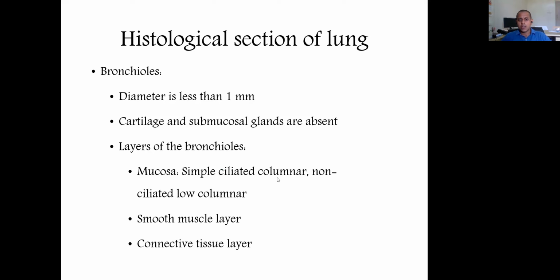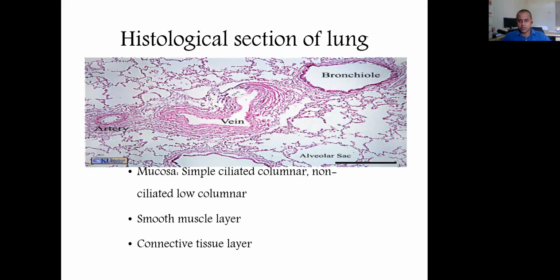But note the lining epithelium. It's a simple ciliated columnar epithelium to non-ciliated low columnar epithelium. So as the size decreases, the epithelium goes on changing. So in the bronchioles, you expect a ciliated columnar epithelium to non-ciliated low columnar epithelium, and you may see the smooth muscle layer. So here you can see the smooth muscle cells.